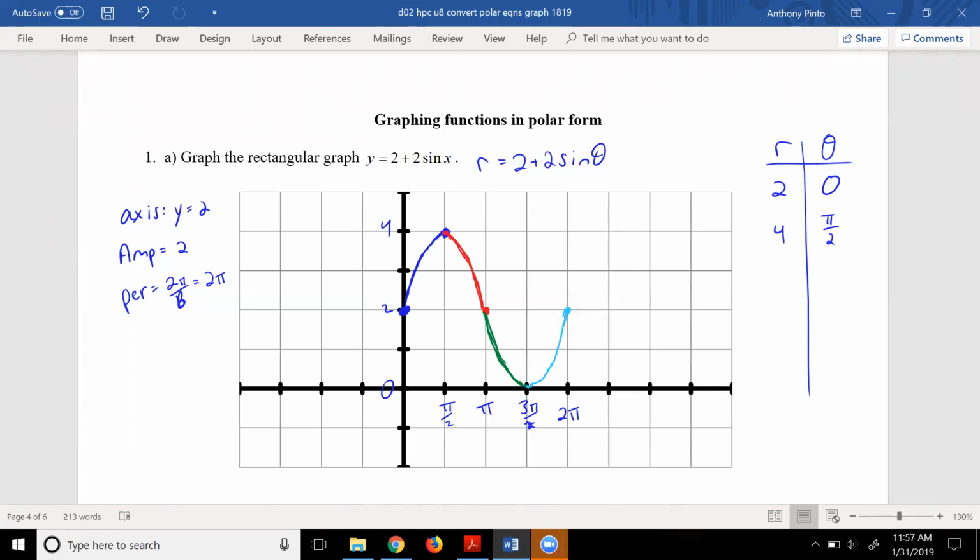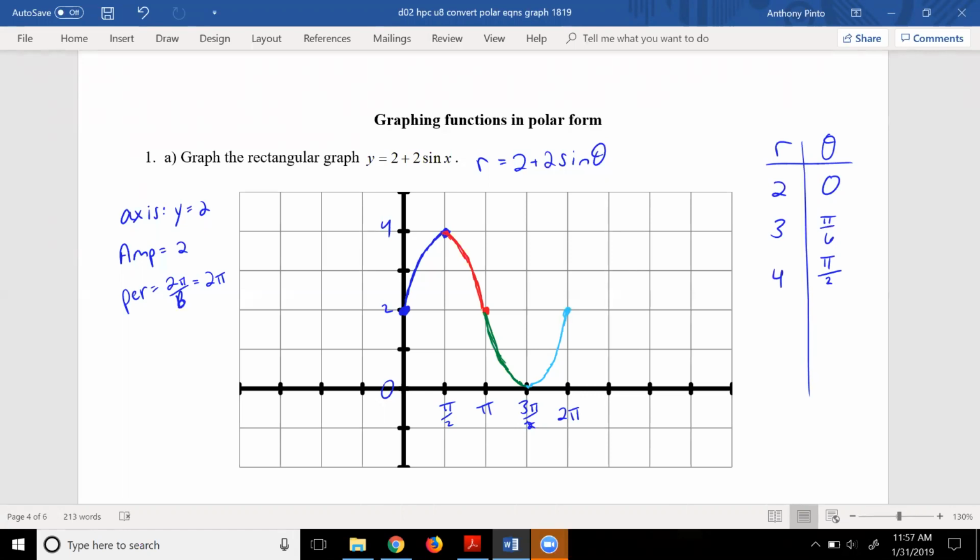And what I like to do, actually, before I write that one down, let's think what value of theta, when we take the sine of that angle, are we going to get 1/2? Well, we know that's pi over 6, right? We can just use the left-hand rule for that. So sine of pi over 6 is 1/2 times 2 is 1 plus 2 is 3. So at pi over 6, r is equal to 3. And then that value that I wrote before, so at pi over 2, we get r equal to 4.